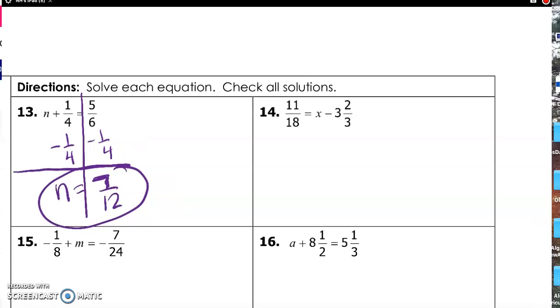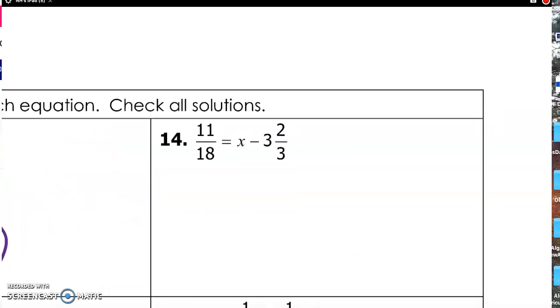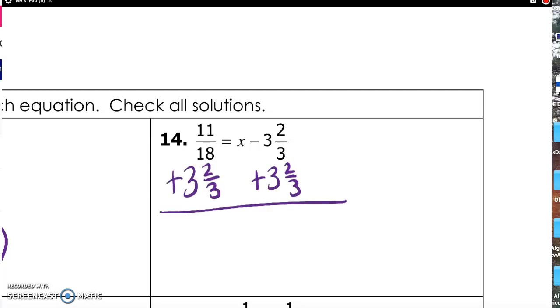For 14, you need to add 3 2/3. So when we do our mixed numbers, it's the same. So add 3 2/3, add 3 2/3. So if you have a calculator with an ABC button, you'll just do 3 ABC 2 ABC 3. If you have a fraction button, you need to hit second fraction so that it gives you the mixed number. So 11/18 plus 3 2/3.